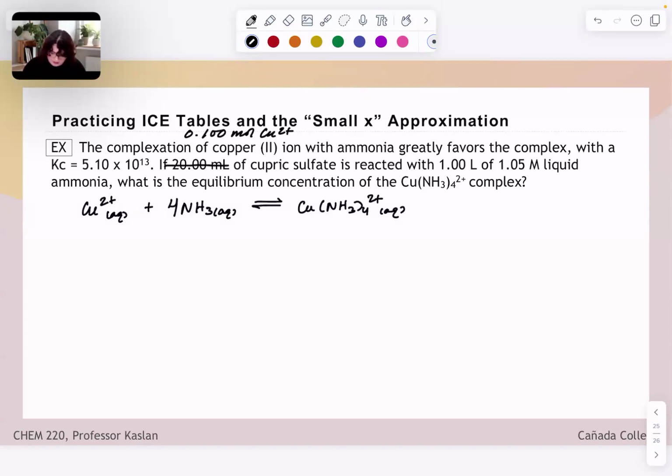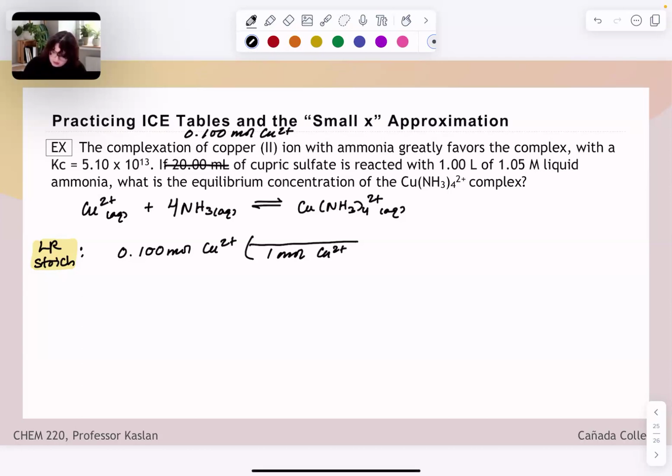So let us do our limiting reactant stoichiometry. This is where we're going to determine our initial conditions, which will be the completion state of the reaction, assuming it fully runs to make product. So we've got 2 different reactants. We've got the copper 2. So I know that I have 0.100 mole of copper 2 ion. And if I were to convert this all using my mole ratios into complex, I know that for every 1 mole of copper 2 ion consumed, that creates 1 mole of complex, meaning if all of the copper is consumed, I can make 0.100 mole of the complex.